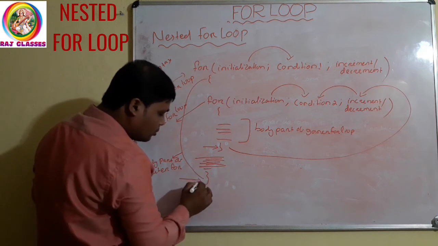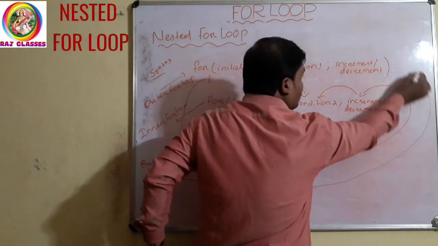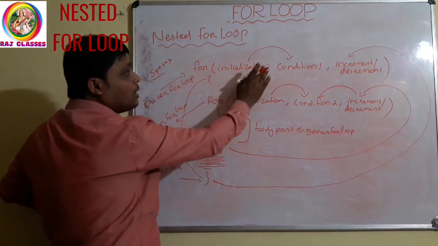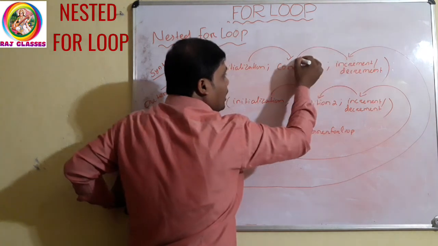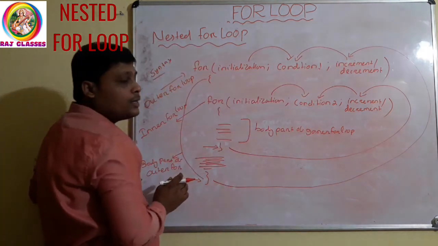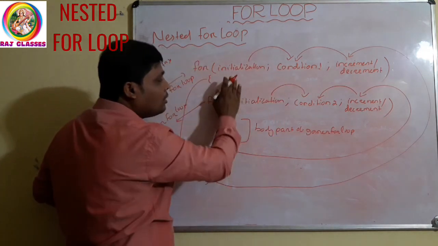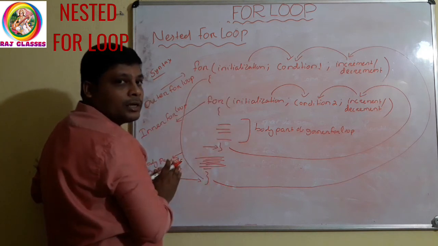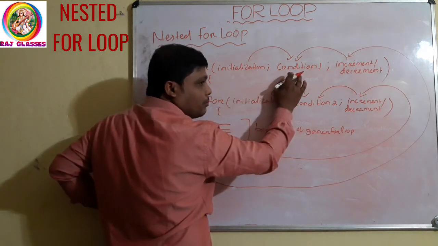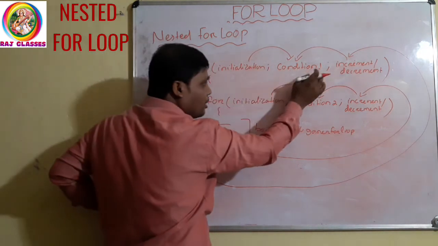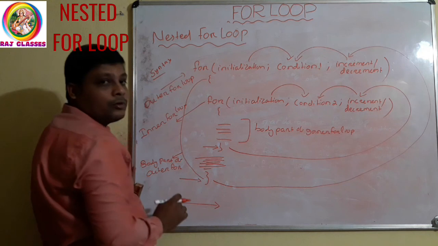Then when the control reaches the end of this outer for loop, it will go to which part? It will go to the increment or decrement part of the outer for loop. Clear? Then after the increment or decrement of the outer for loop, again it will go to the condition of the outer for loop. If this condition is again true, it will execute the body of the outer for loop once again. Clear? Then if the condition of the outer for loop becomes false, the control will go out of the outer for loop.